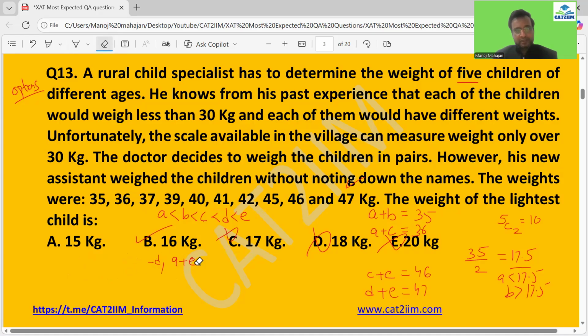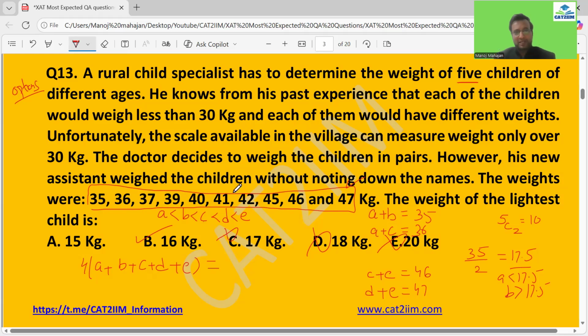When you add all the 10 pairs, every weight would be counted four times. So this equation would be tough to figure out in the exam hall. So four times of A, B, C, D, E can be calculated by adding all the pairs. You have to spend time in adding this stuff. So try to avoid such difficult ones initially in the exam hall.